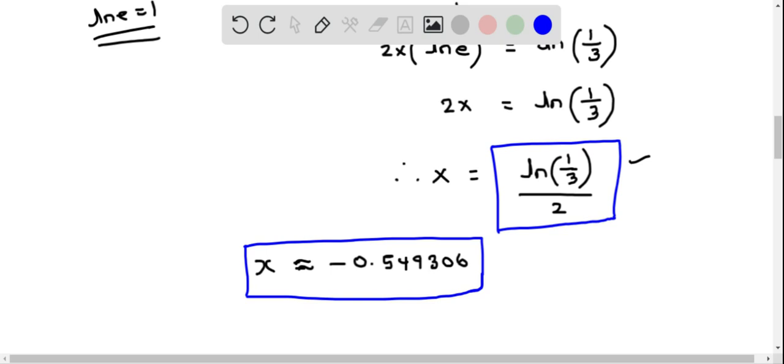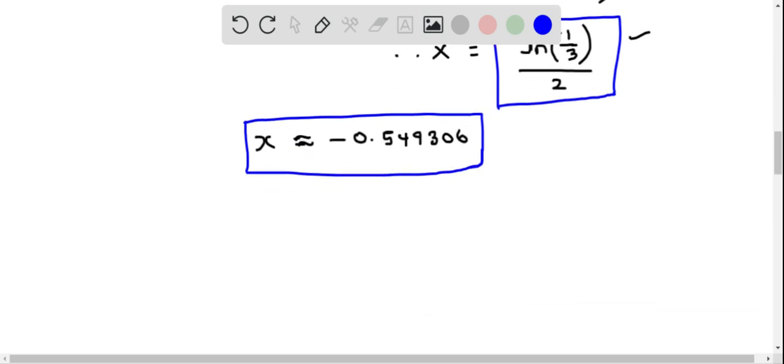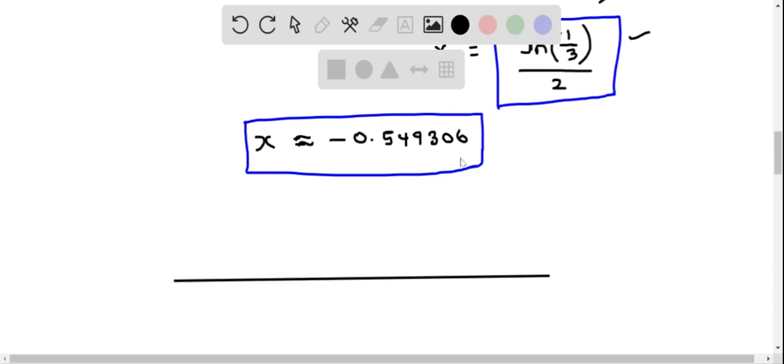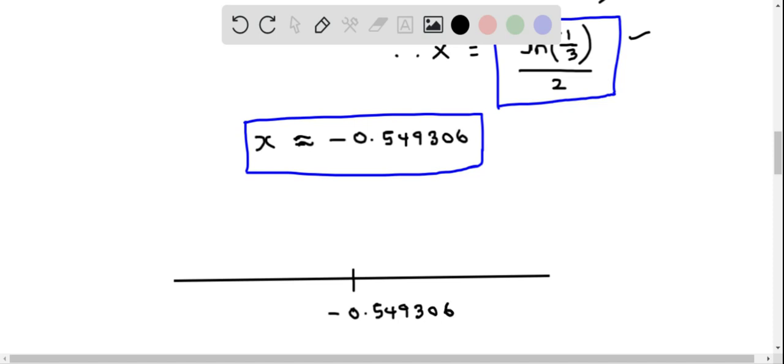And we are going to use this critical point to prepare the sign chart. So let's put this on the number line. We create a number line. Then put x, this one is negative 0.549306. We are preparing the sign chart for f prime of x.